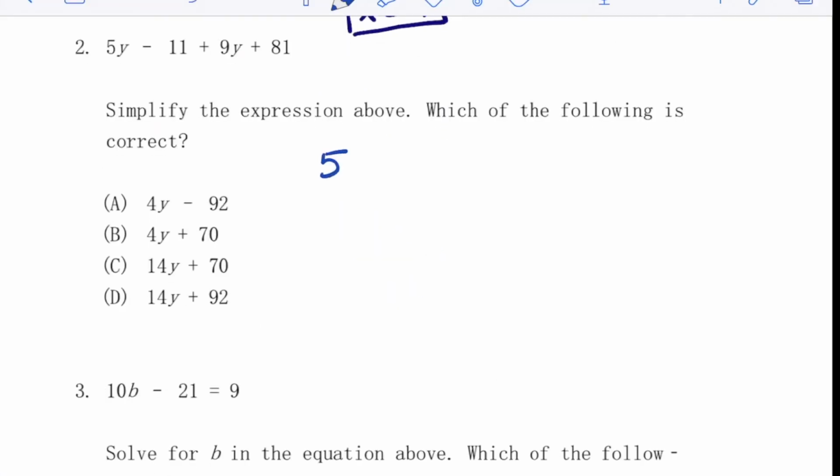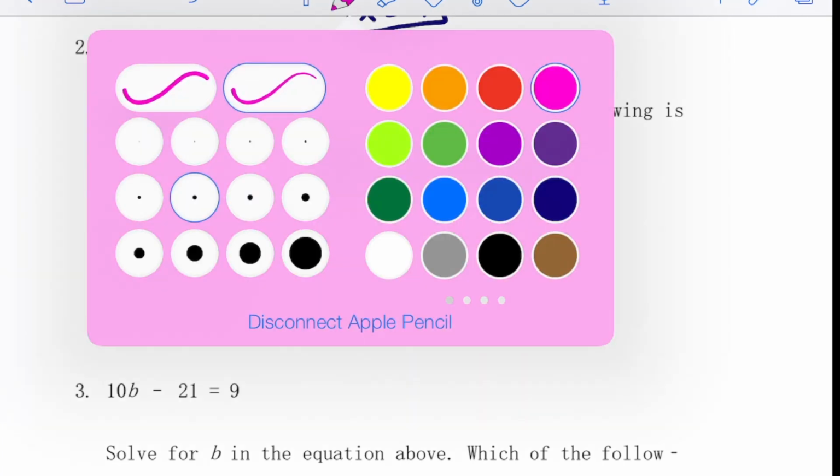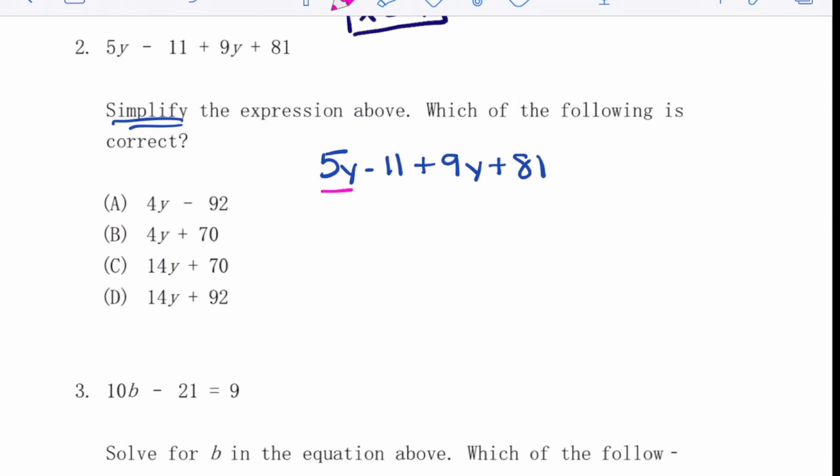For number 2, they want us to simplify 5y minus 11 plus 9y plus 81. If we're going to simplify, this just means combining everything together to make it the simplest form. So what this means is we want to have the 5y and the 9y be combined, and we want the negative 11 and the positive 81 to be combined.